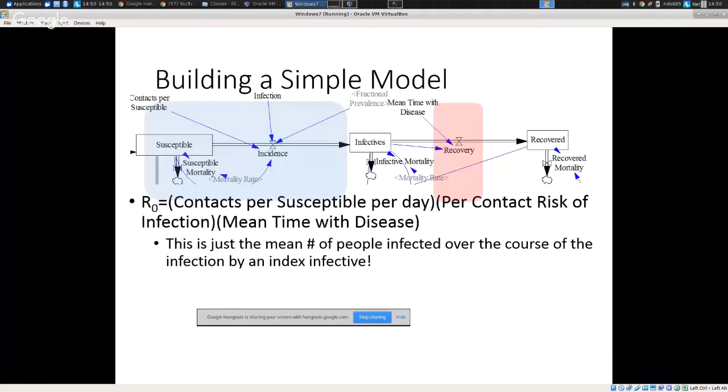Okay, so here R0 is just the contacts per day times the per contact risk of infection. So this is C times beta times D. That's the total number of people infected over the course of infection by an index infective who comes into a susceptible population.